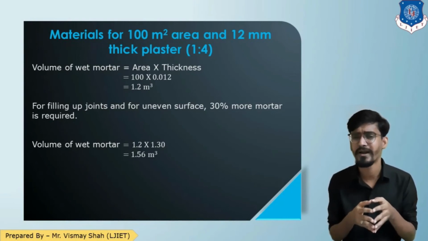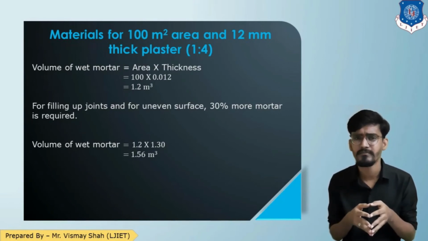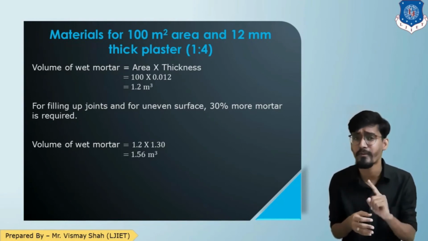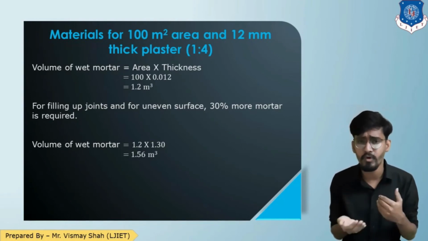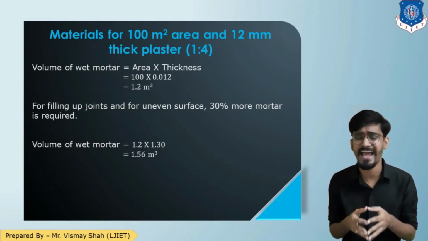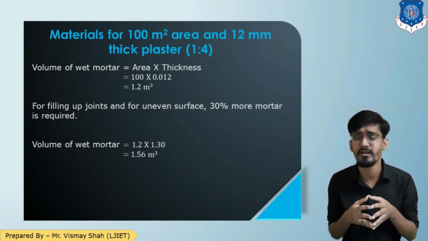So that is 100 meter square into 12 mm. We need to convert it into meter, so that is 0.012 meter. So we'll get the volume as 1.2 cubic meter. Now this is the volume which we require, but we need to prepare more. Why? For filling up the joints, uneven surfaces and the wastage, we need to add 30% of additional mortar.